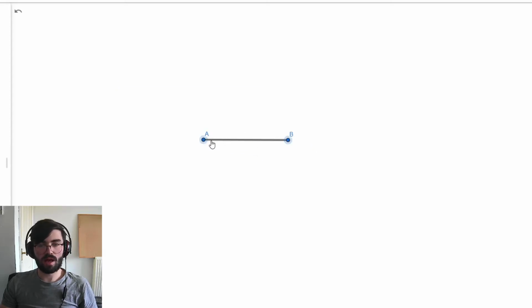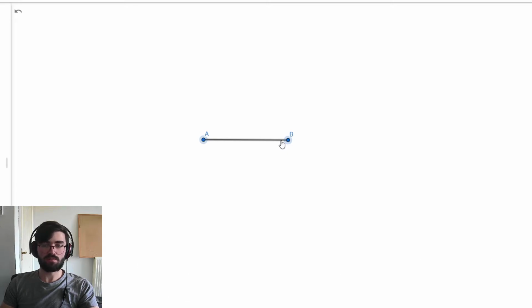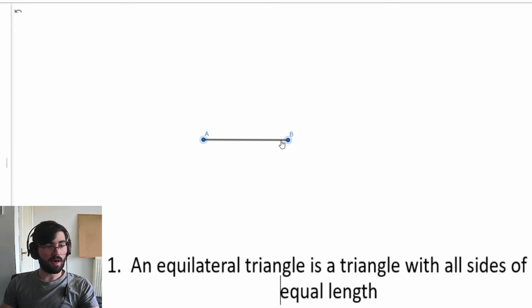Applying the axioms, or the assumptions, to be completely rigorous about this, we know that we can do this. We know that points and lines exist, and we know that a single line segment can connect 2 points. Additionally, I think we also need to define what an equilateral triangle is, just in case people don't know. An equilateral triangle is a triangle where all the sides have the same length.